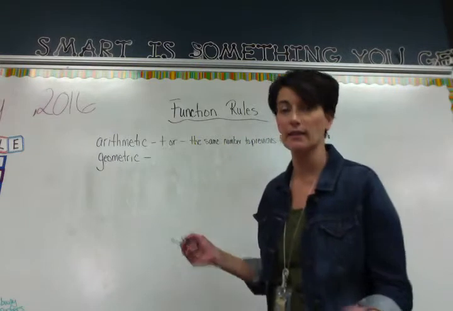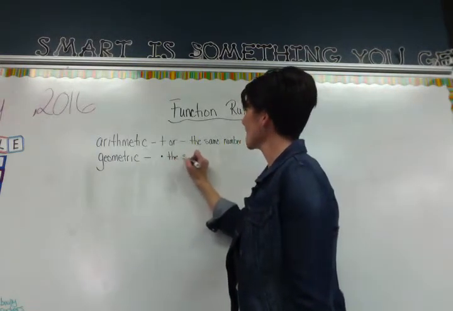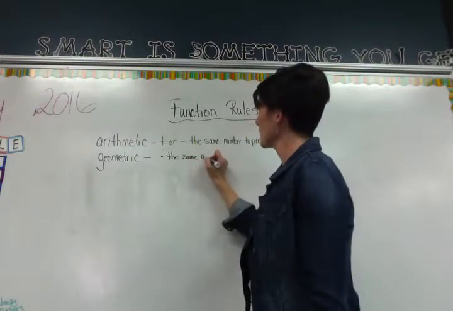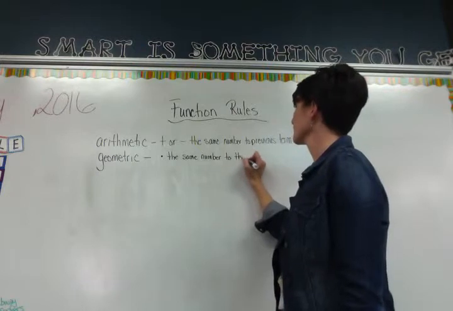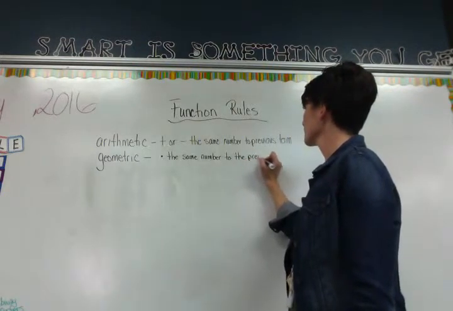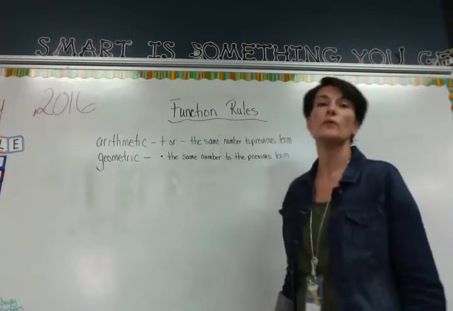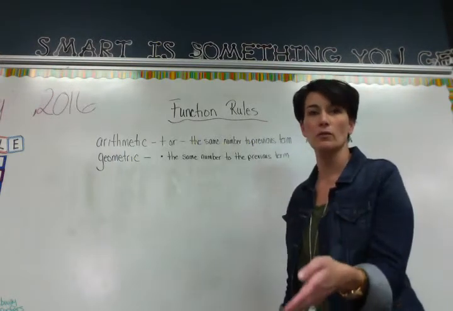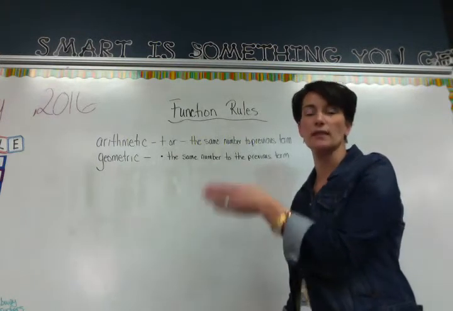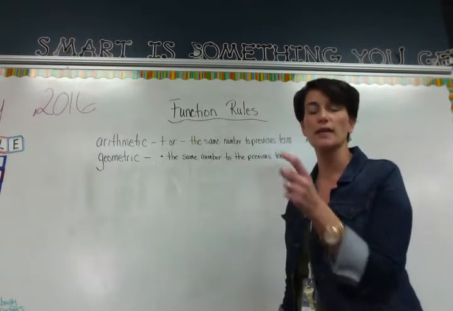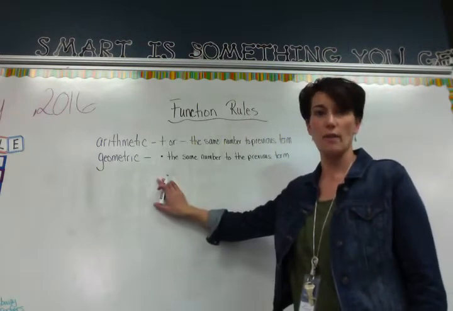Geometric is multiplying. I don't want to put an X there because we're learning about variables. So we're multiplying the same number to the previous term. This would be when I multiply the previous number by 2. So 2 times 2 is 4, 4 times 2 is 8, 8 times 2 is 16, and it keeps going. We're taking the same number and multiplying it to the number before. That is a geometric pattern.